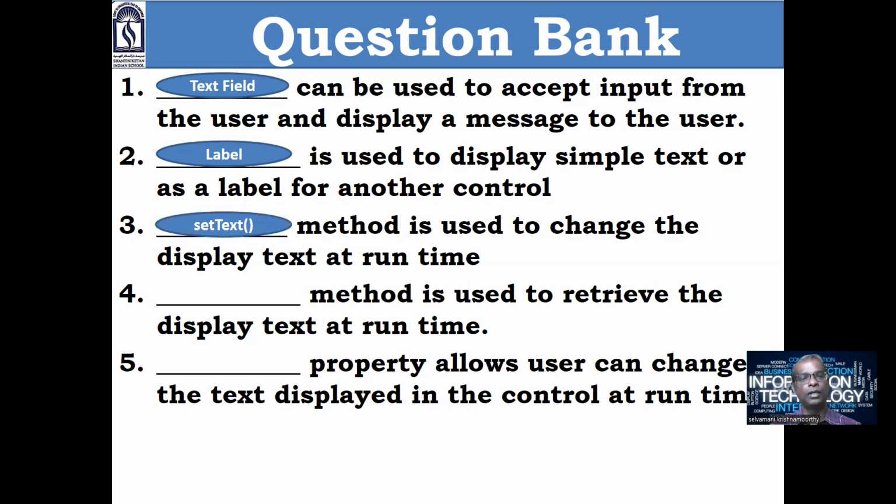Fourth one, dash method is used to retrieve the display text at runtime. You are right. Very good. getText. Last one, fifth one. Dash property allows the user to change the text displayed in the control at runtime. We studied only one property in this lesson. What is this? That is editable. Very good. Editable property allows the user to change the text displayed in the control at runtime.